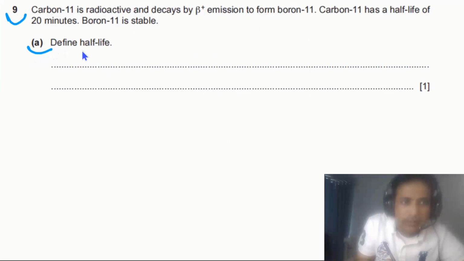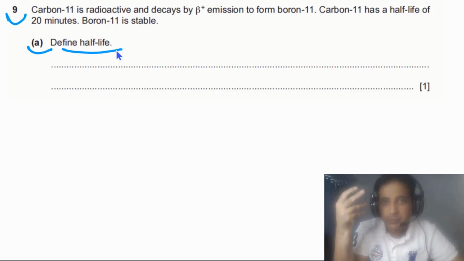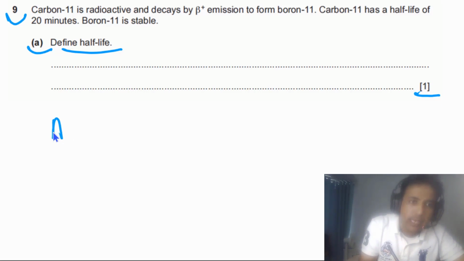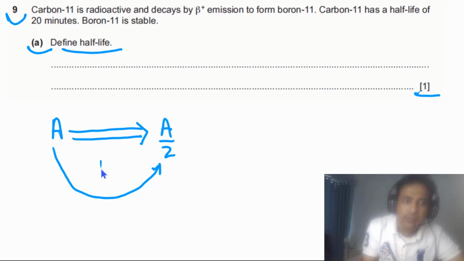Question 9 part A says define half-life. This is a very common definition from nuclear physics, so you need to understand how to define half-life in a proper way. This question has only 1 mark. Half-life, simply we can say, is the average time taken. Imagine that the activity of a sample is A, and this activity after a certain period of time becomes half. So the average time taken for activity to become half, this time we call the half-life.